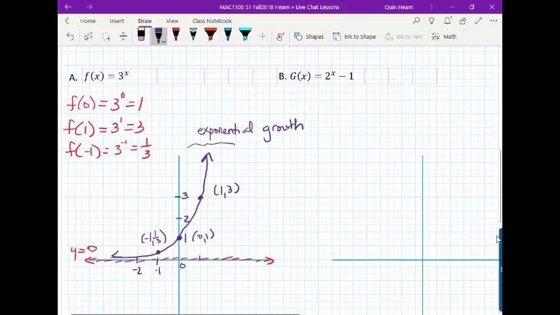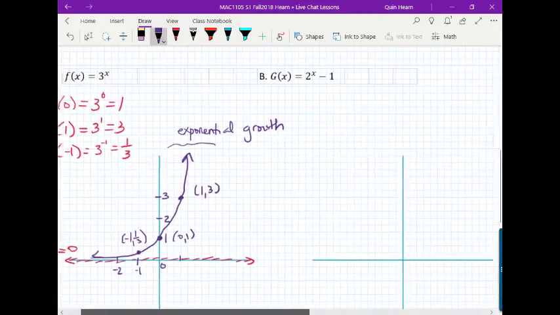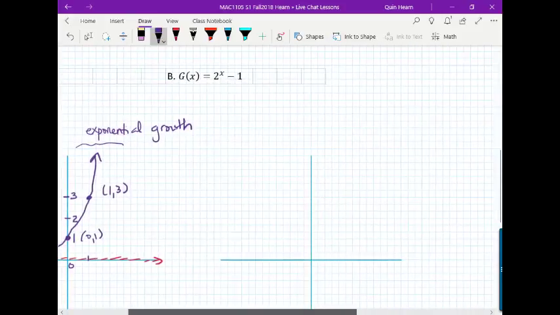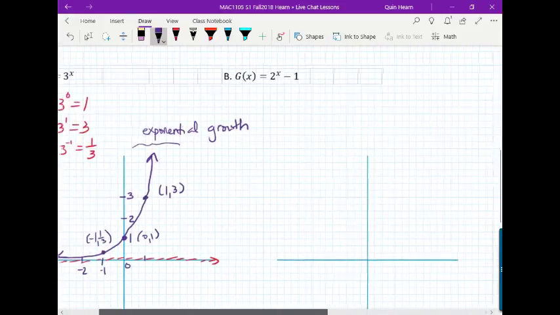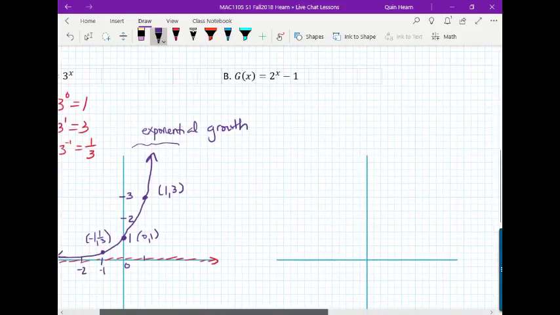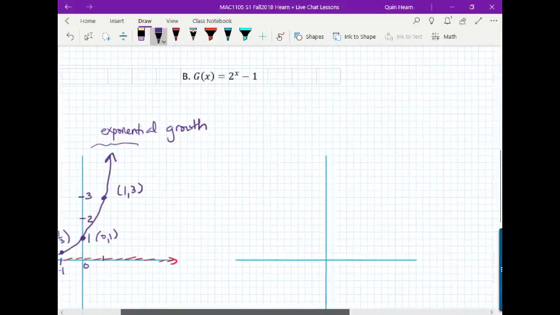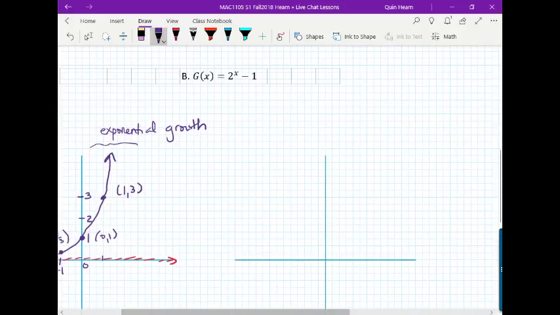Every time we increase x by 1, it triples the value of the y. So it starts to get very big very quickly, and we refer to that as exponential growth, and it has a lot of applications in science, and as we'll see also in banking, earning interest, compound interest. But before we get to all that, now let's graph g of x equals 2 to the x minus 1.